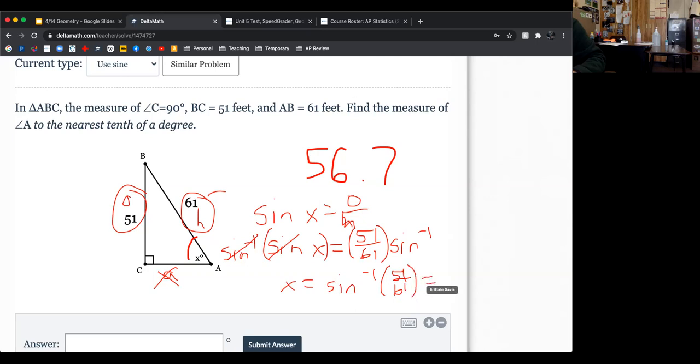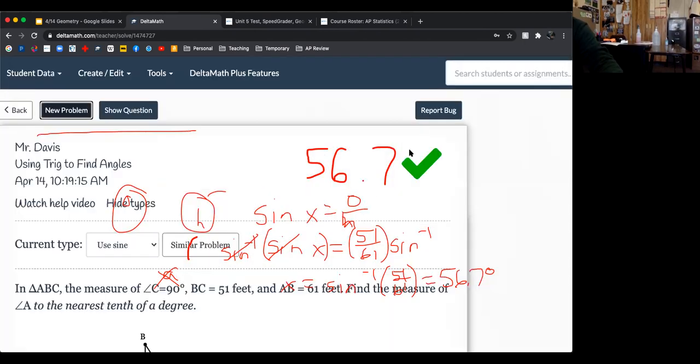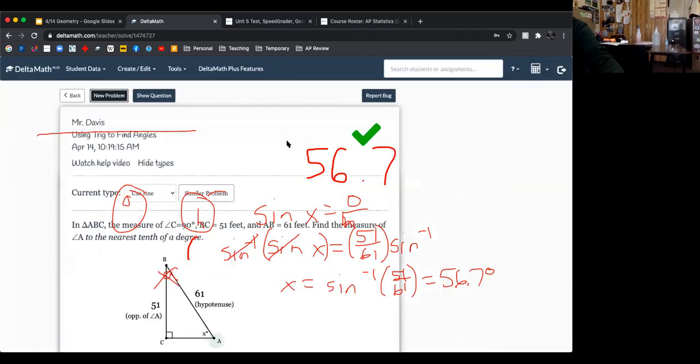That will round to 56.7. And for this particular problem, it does ask to round to the nearest 1/10 of a degree. So we'll just plug it in for completeness' sake. Okay, and we're not going to do another problem. We did get that one right. So let me clear everything on the screen.